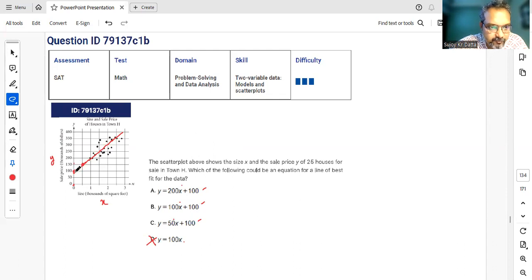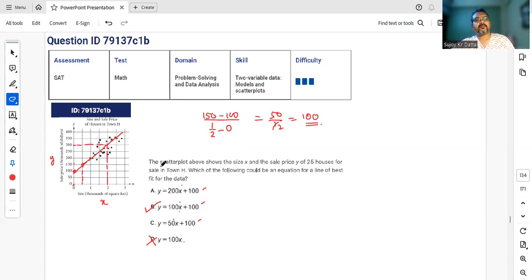So y changes from 150 to 100. So 150 minus 100 divided by, here the x value is half minus 0. So that's 50 over half. So that comes out to 100. So the slope is around 100. So it would be 100x plus 100. For example, if you want to verify it, at 2, the value should be around 3. So x is 2. So 200 plus 100 is 300. So that is fine. So the answer is the second option.